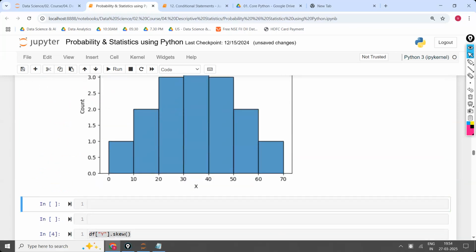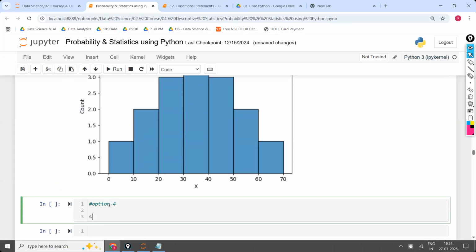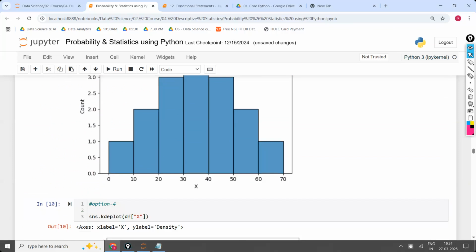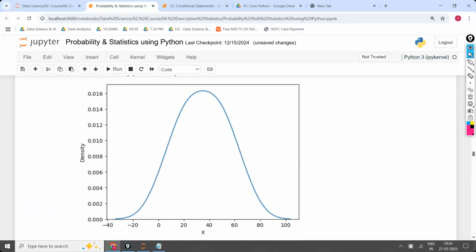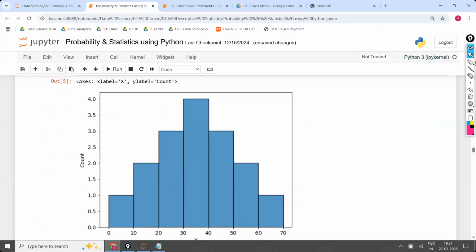Now for the X column only, I'm going to apply the fourth option. That option is called KDE plot. sns dot kdeplot on df of X column. And I'm going to get the KDE plot like this. This is the curve. Now what does this curve mean? It is going to attach the values in this way. It is adding the edges of the bars.